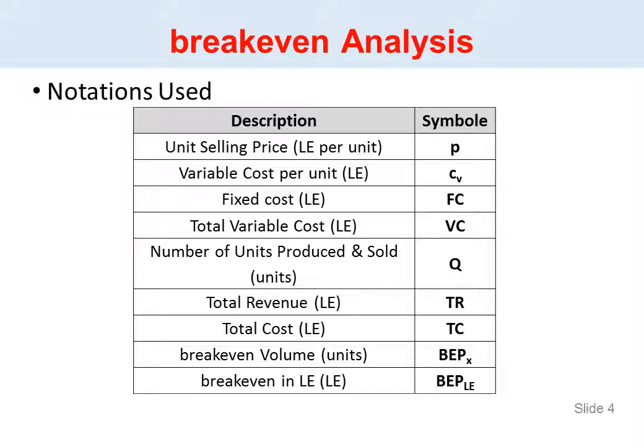Total revenue is TR, total cost is TC, break-even volume calculated in units is BEP subscript X, and break-even in dollars or in Egyptian pounds is BEP, that is, in prices or values.